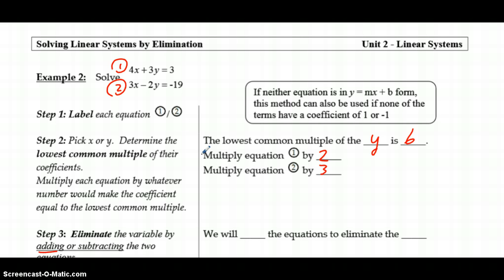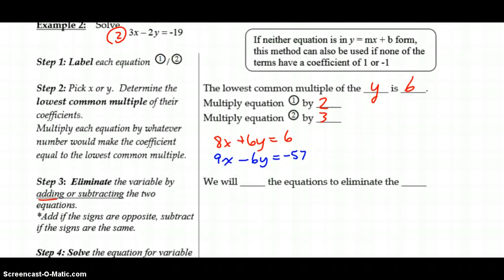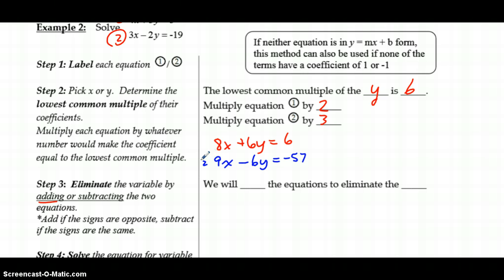So the first one, 4x, so I'm just looking up here, times 2 is 8x. 3y times 2, 6y. And 3 times 2 is 6. There's the first one. The second one, 3x times 3, 9x. Negative 2 times 3, negative 6y equals, and then we've got negative 19 times 3 is negative 57. So this is equation 2, and this one's just a variation of equation 1.